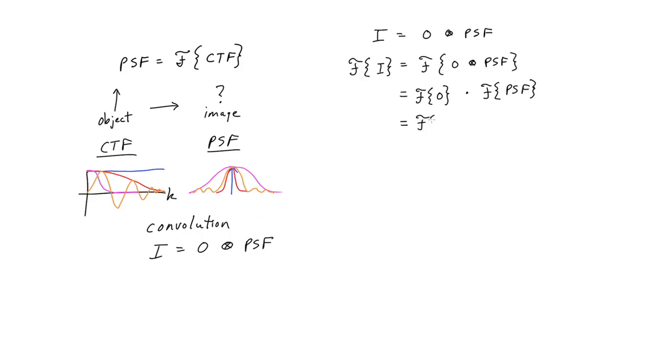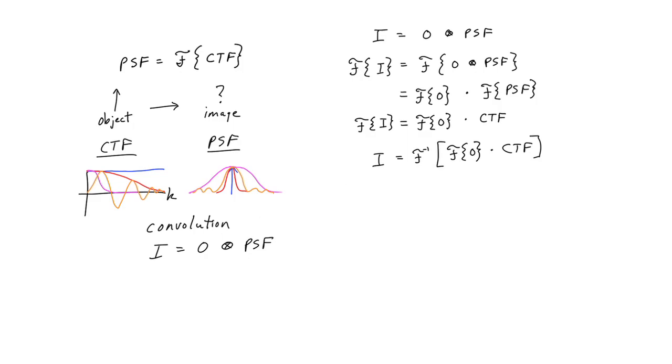Well, now we can rewrite this as the Fourier transform of the object times the contrast transfer function, because remember, we just established that the relationship between the contrast transfer function and the point spread function is that they are each other's Fourier transform. So the Fourier transform of the point spread function is the CTF. So carrying forward this side of the equation, Fourier transform of the image. If we now take the inverse Fourier transform of both sides of the equation, the inverse Fourier transform of the Fourier transform of the image just brings us back to the image. The image is then the inverse Fourier transform of the Fourier transform of the object times the CTF.